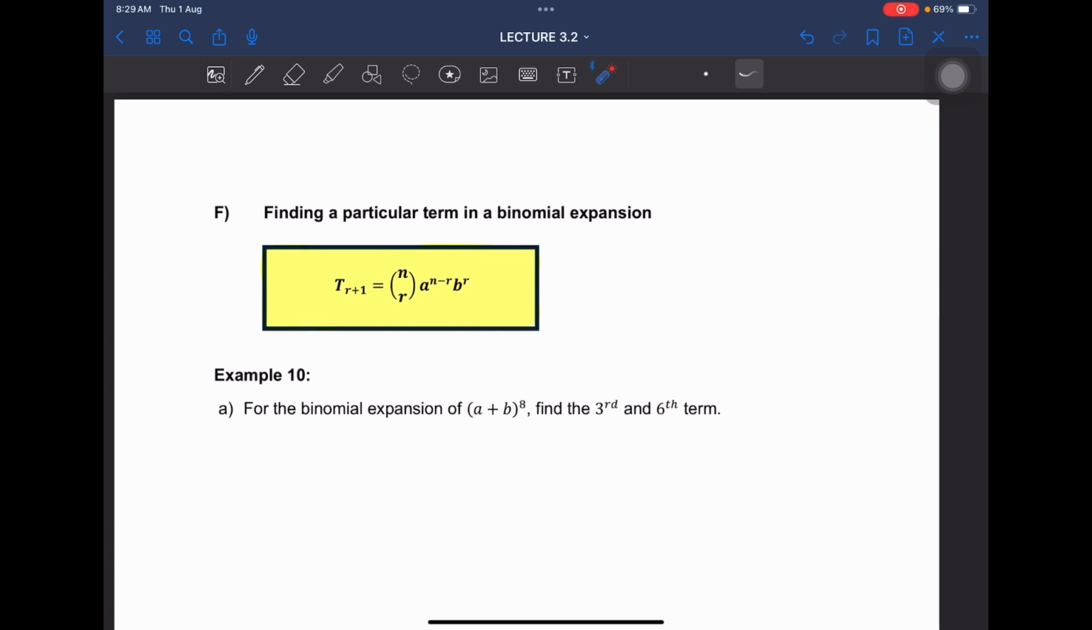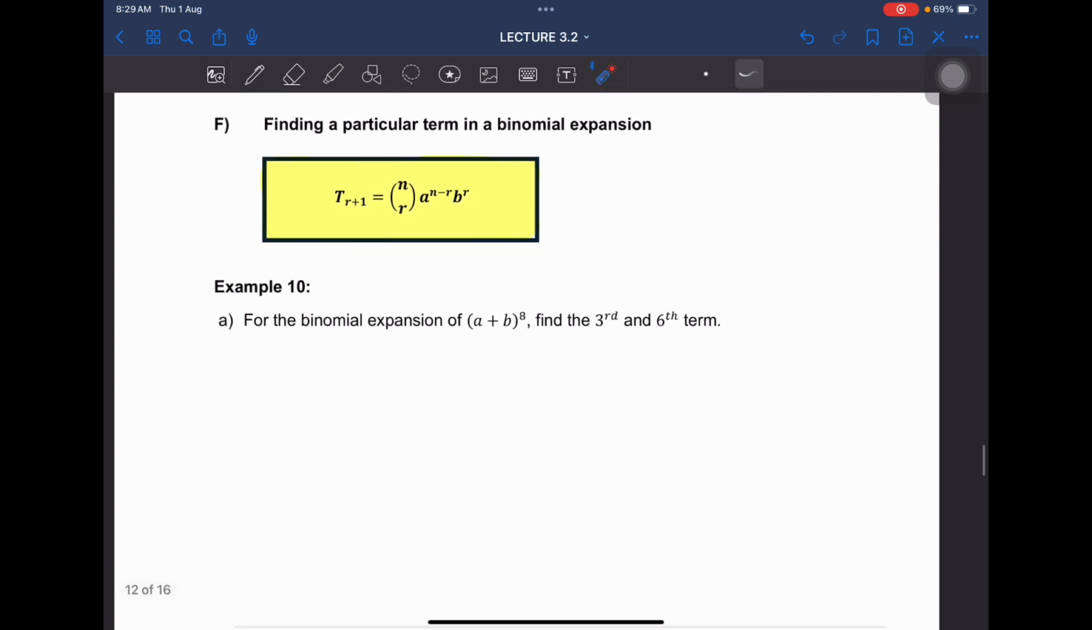Okay, to see it more clearly, we're going straight to the example. For the example, we have a plus b to the power of 8, and the question asks you to find the third and sixth term, which is T3 and T6. You don't need to expand one by one because they just need you to find two terms only. So we're going to use this formula. So how? This is how you do it.